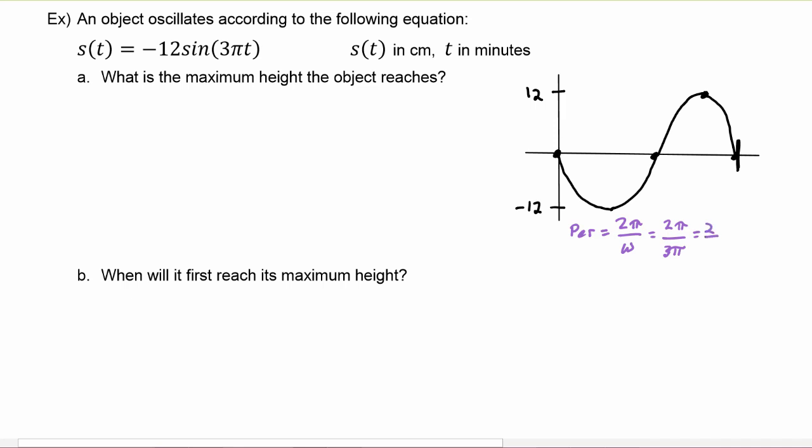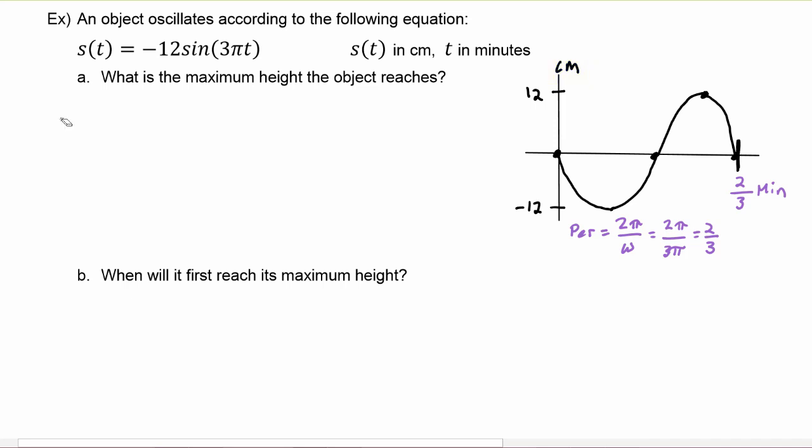The period works out to be 2/3, and we know that time is in minutes. So we can come up here to the graph and put 2/3 minutes, and we might as well label that the height is being measured in centimeters.